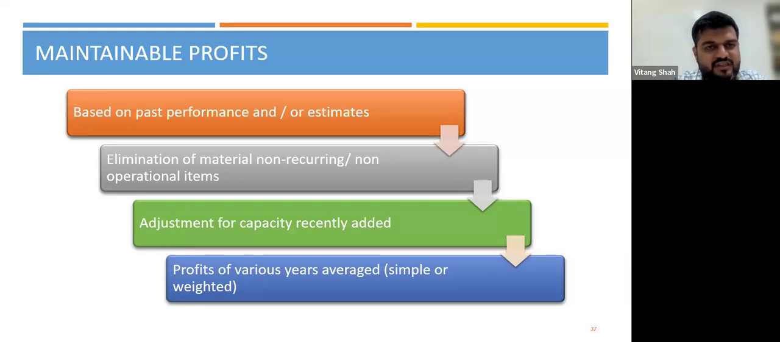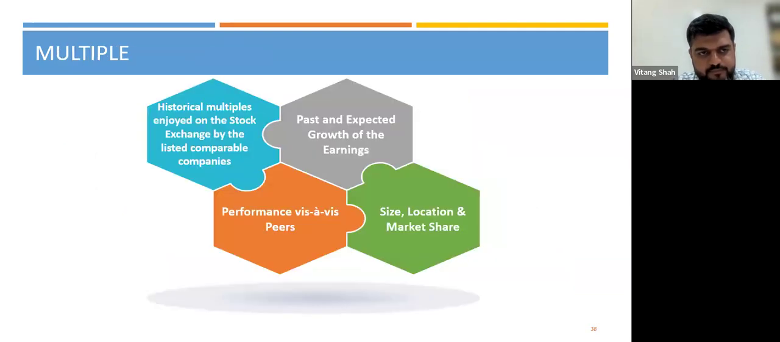There could be an industry cycle which could affect the business of the company. So generally valuers tend to take an average of the past profits of the company, and that could be weighted, being more weighted to the recent years because those are more reflective of the business today. And that's how you arrive at a weighted average maintainable profit. The multiples obviously are based on the historical profits of the company.